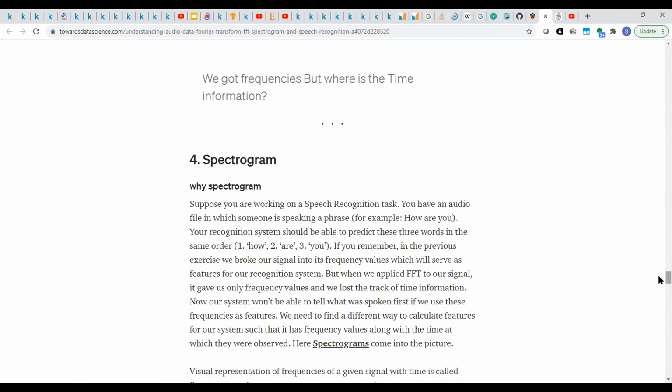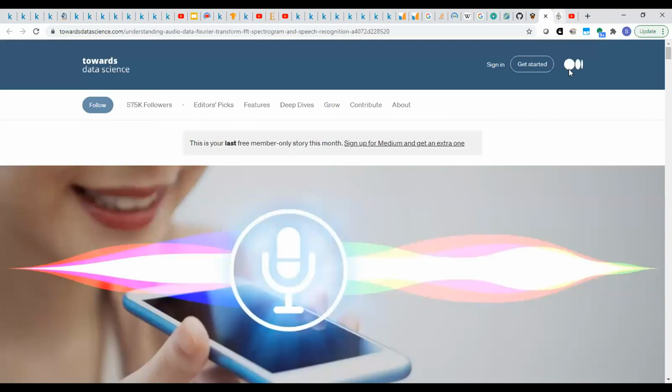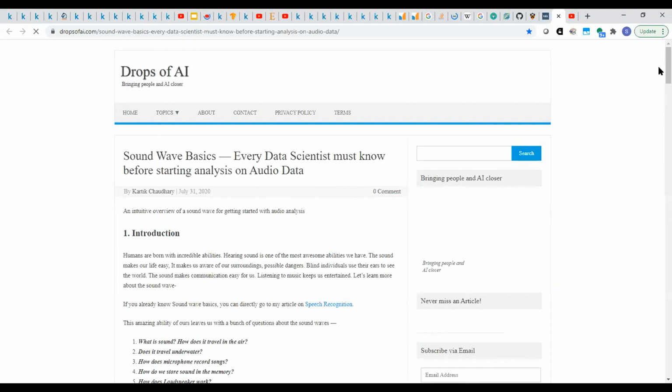And if you want to go even further through the basics of what a sound wave is, he has another post which talks about the basics of sound waves that every data scientist should know. And again, I think that's also a good post, since it starts with the very fundamentals, if you don't have an electronic or electrical engineering background or have otherwise not been exposed to sound waves.